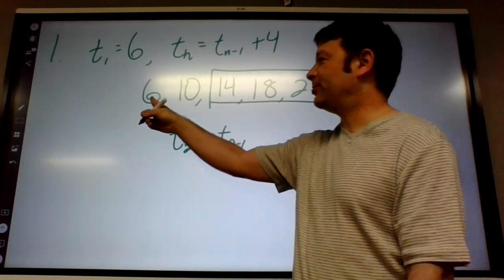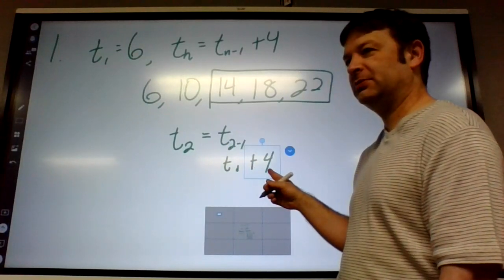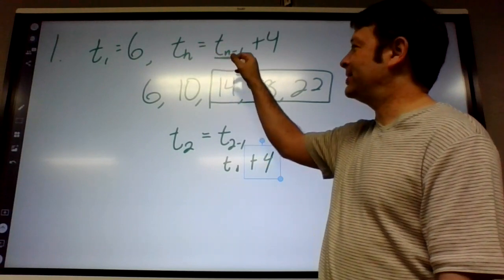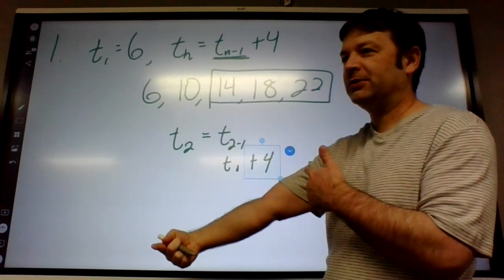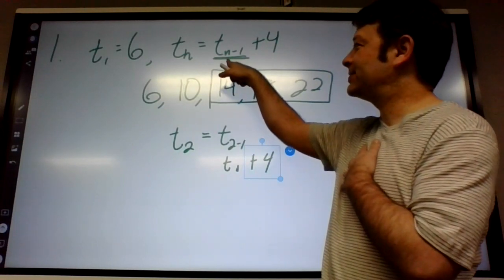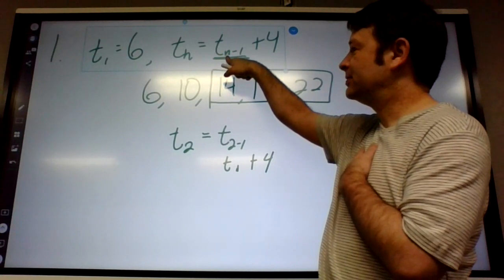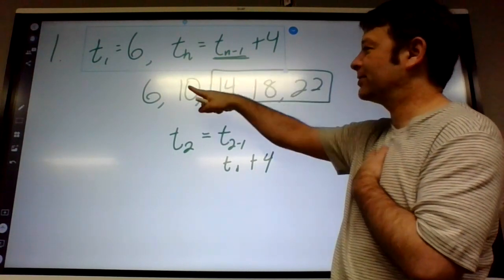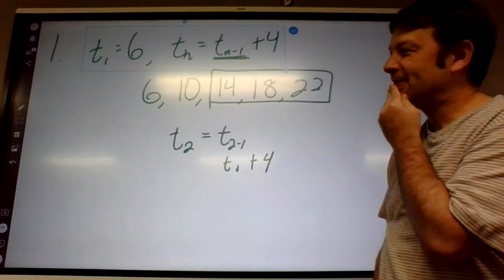So the first term, remember, was 6. So this is basically 6 plus 4. The summation is that this always stands for the term that came right before it. This is the term we're looking for. This is the term that came right before it. Okay, and then you just keep adding 4. So plus 4, plus 4, plus 4.